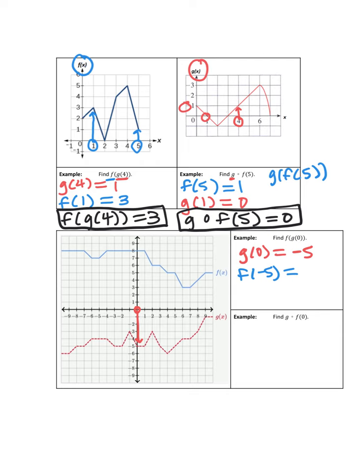So here's negative 5. Let's follow it up. That has an output value of 7. So our final answer of f of g of 0 is equal to 7.